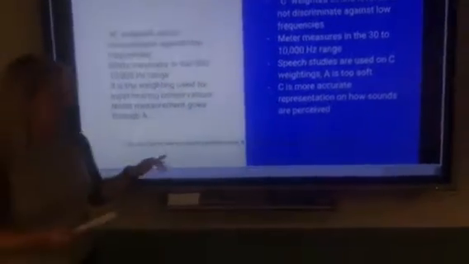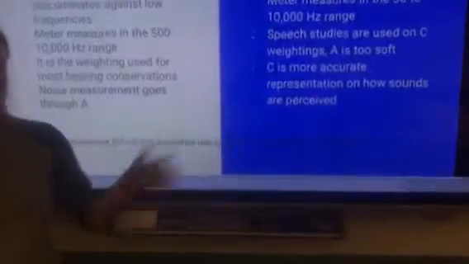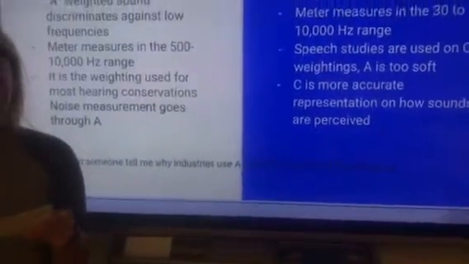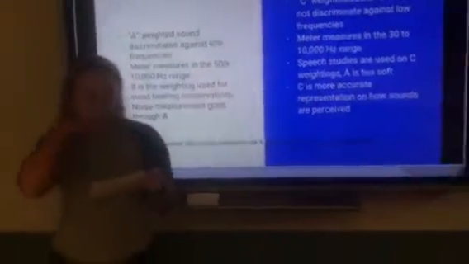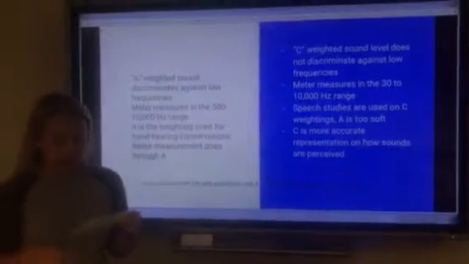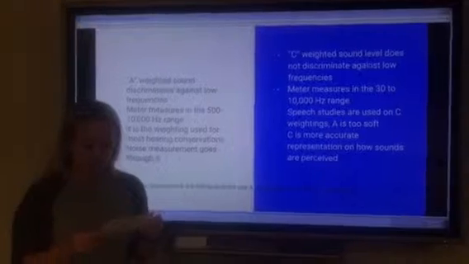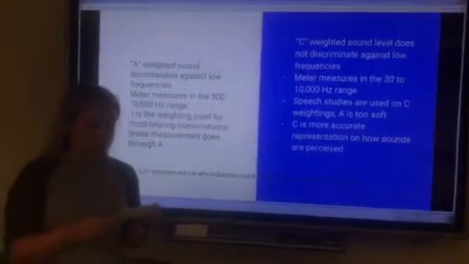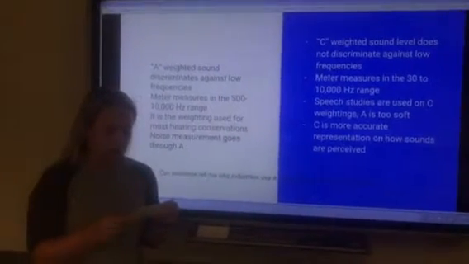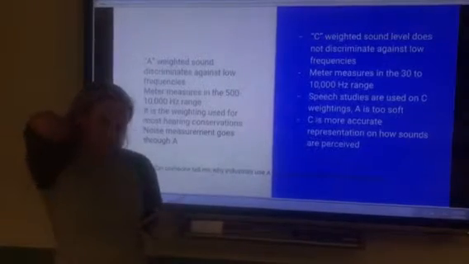Can somebody tell me why industries use A weighting instead of C weighting? This is because if it's on C, it'll be too loud and the industries would get in trouble according to the laws. This doesn't mean that it's safe by any means, but C will show that the sounds are at a higher intensity than A would show.